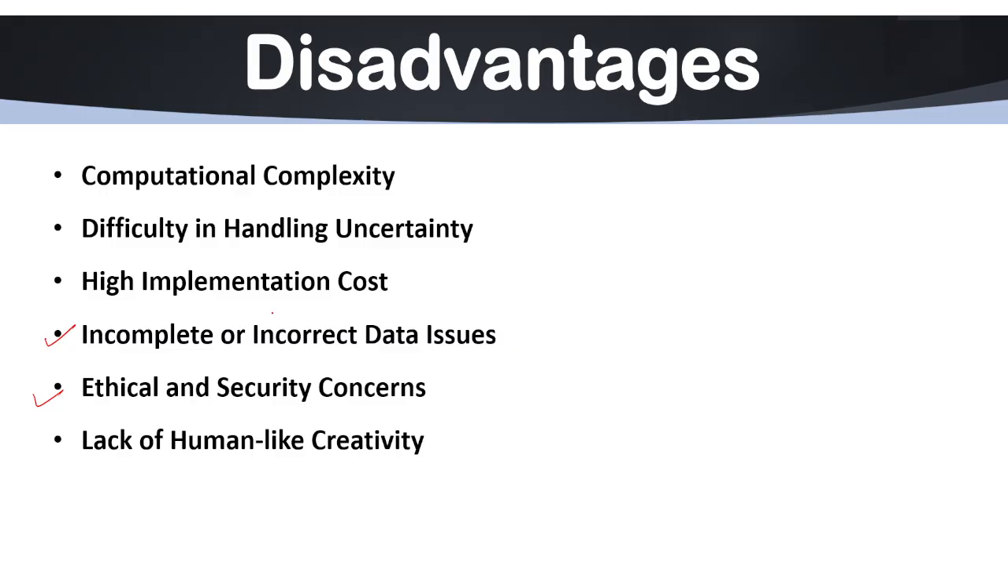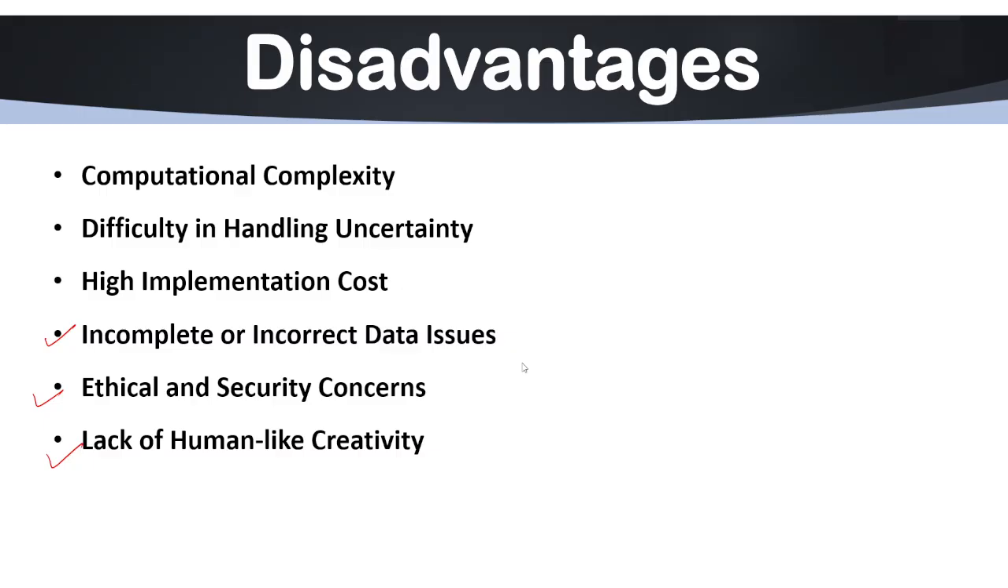Another disadvantage is lack of human like creativity. Obviously, AI planning systems follow predefined rules and struggle with tasks requiring creativity and intuition, right? For example, AI can plan a chess move optimally, but it cannot invent a new chess strategy like human grandmasters can do. So, all these are the advantages as well as disadvantages of using planning systems in AI.